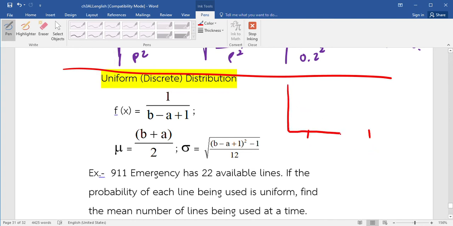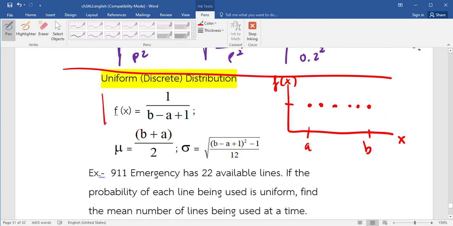If this is x and this is the probability, x will be uniform if the probability is the same. Same probability over a certain value of x. So this is probability, same here, over x between a and b. You call it uniform distribution. Probability is uniform over a certain range of x. Okay?